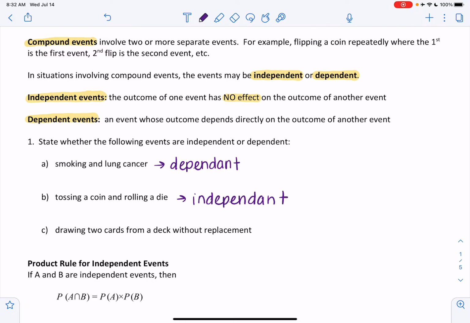For C, drawing 2 cards from a deck without replacement. So again, this word "without replacement" comes in. This is still very, very important. If I remove a 5 of hearts, now there's one less card in this deck, there's one less 5, and there's one less heart in this deck. So that absolutely changes my probabilities of what that second card can be. So this would be dependent.